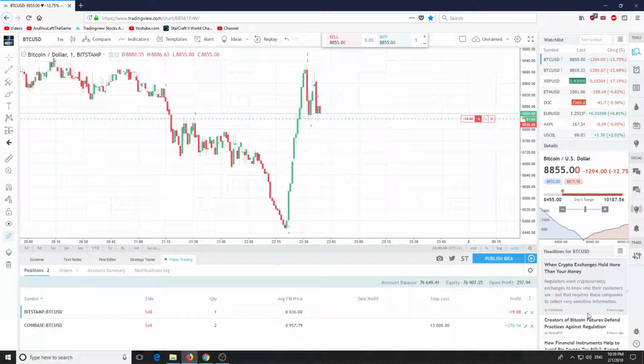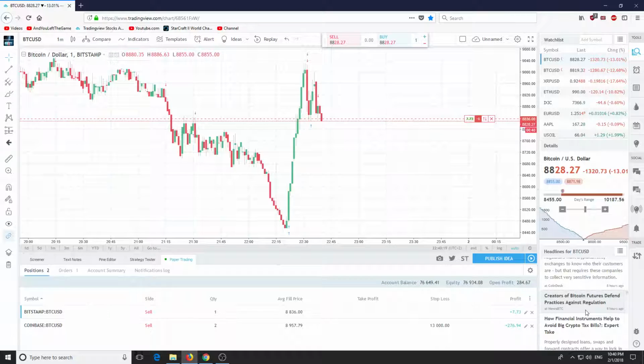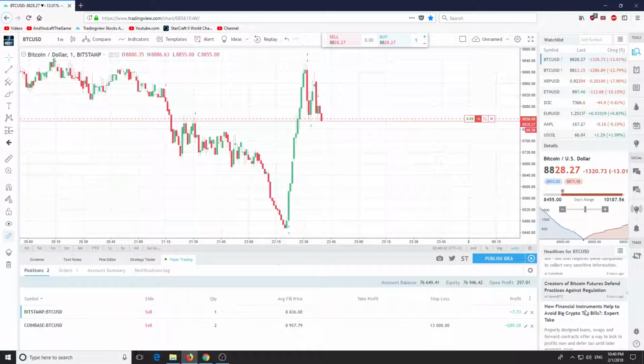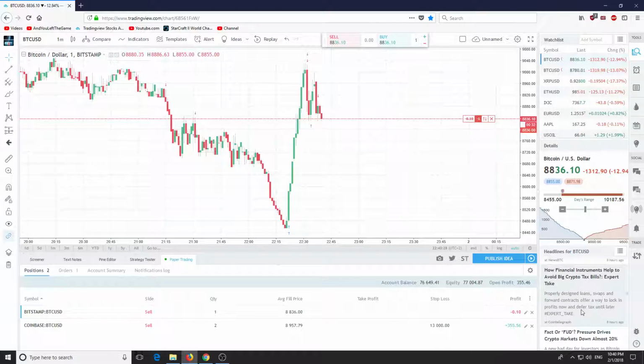Regulators want cryptocurrency exchanges to know who their customers are, but that requires these companies to collect very sensitive information. Obviously, regulators want this information so that everybody would pay their taxes. Creators of Bitcoin futures defend practices against regulation. How financial instruments help to avoid big crypto tax bills. Expert take. Properly designed loans, swaps and forward contracts offer a way to lock in profits now and defer tax until later.